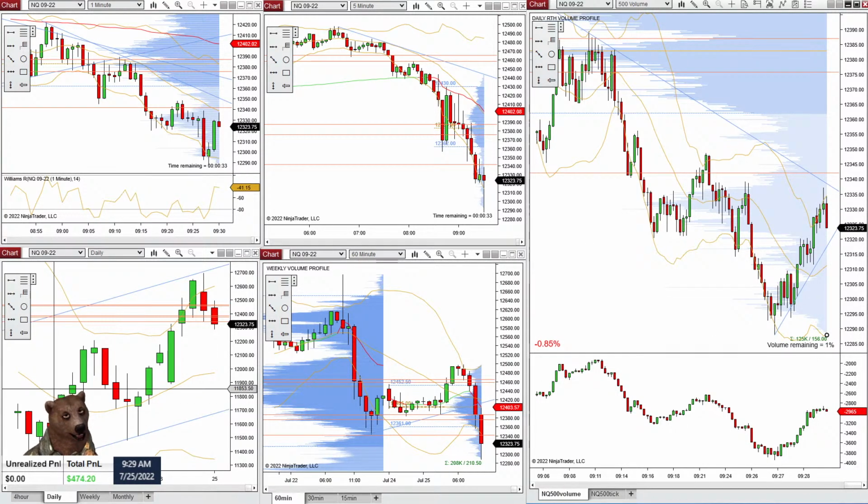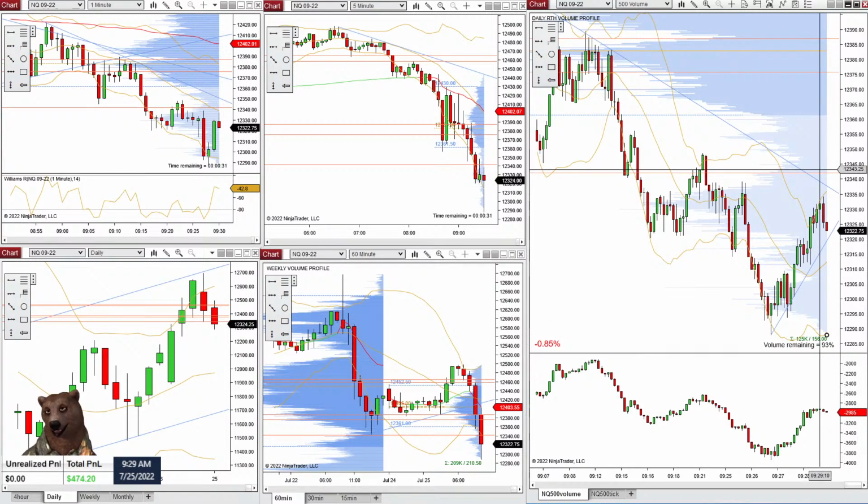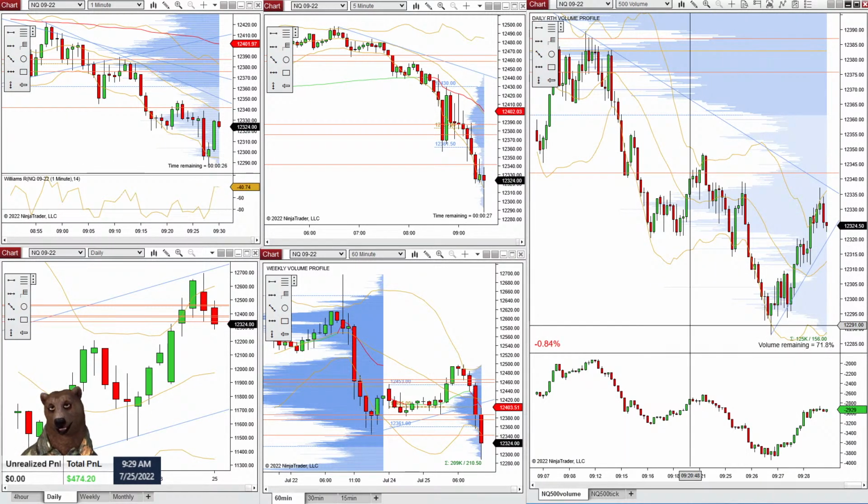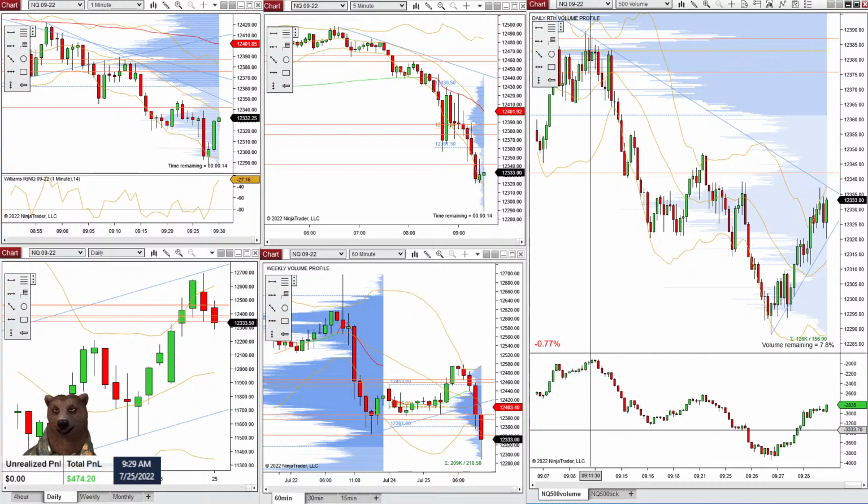You need to look at the larger context. Larger context is going to give you direction. And then you move down to the lower time frames to find your trade setups. This is not my strategy. This is not some secret that I'm going to package and sell. This is just normal, boring trading.